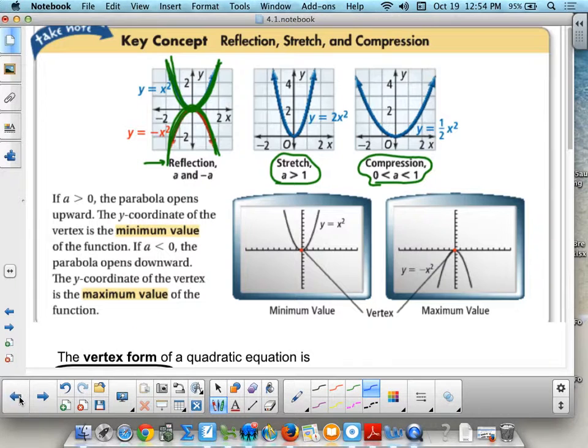Yeah, okay. All right. Now, they start throwing the words minimum and maximum at you. Listen to this. If your A value is greater than 0. What does greater than 0 mean to you?